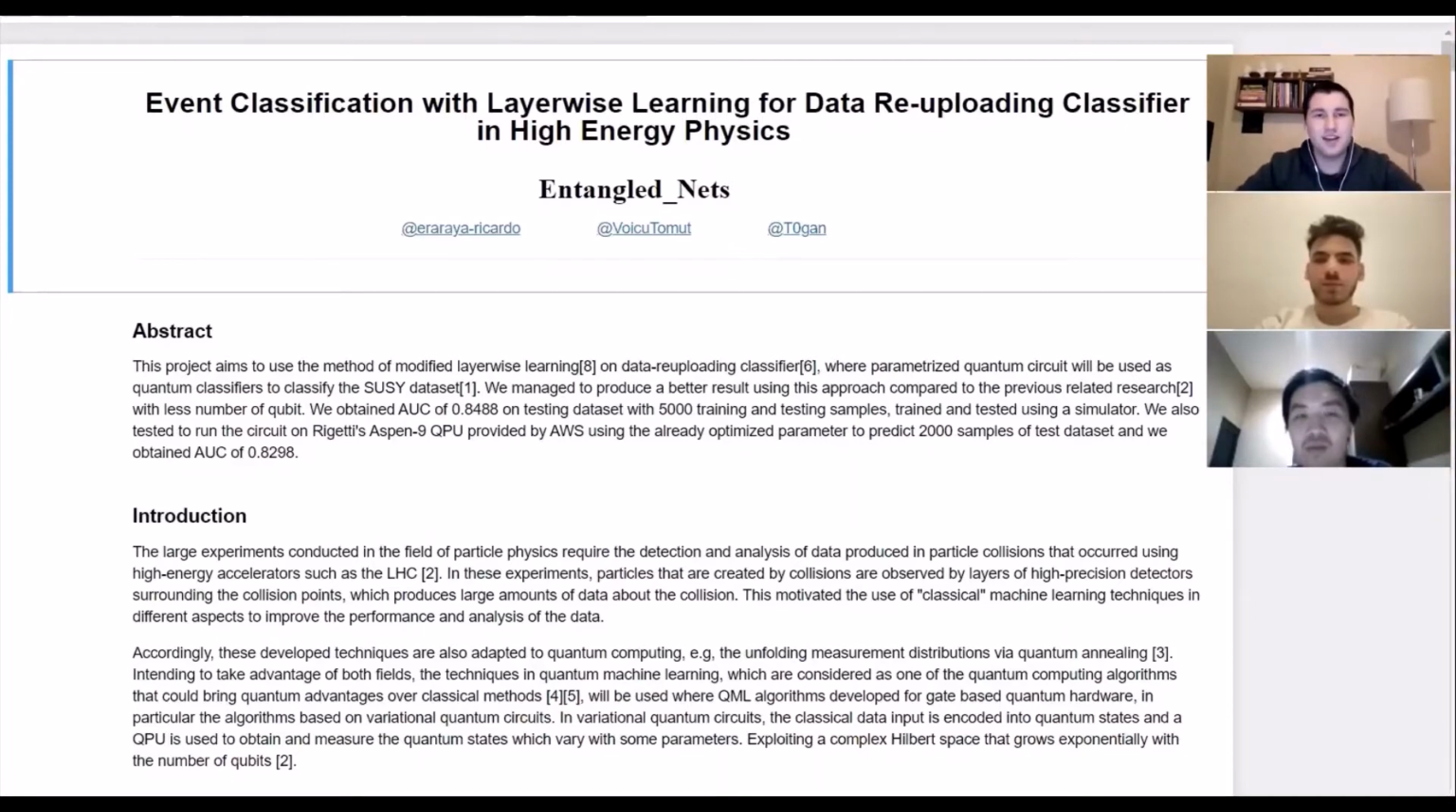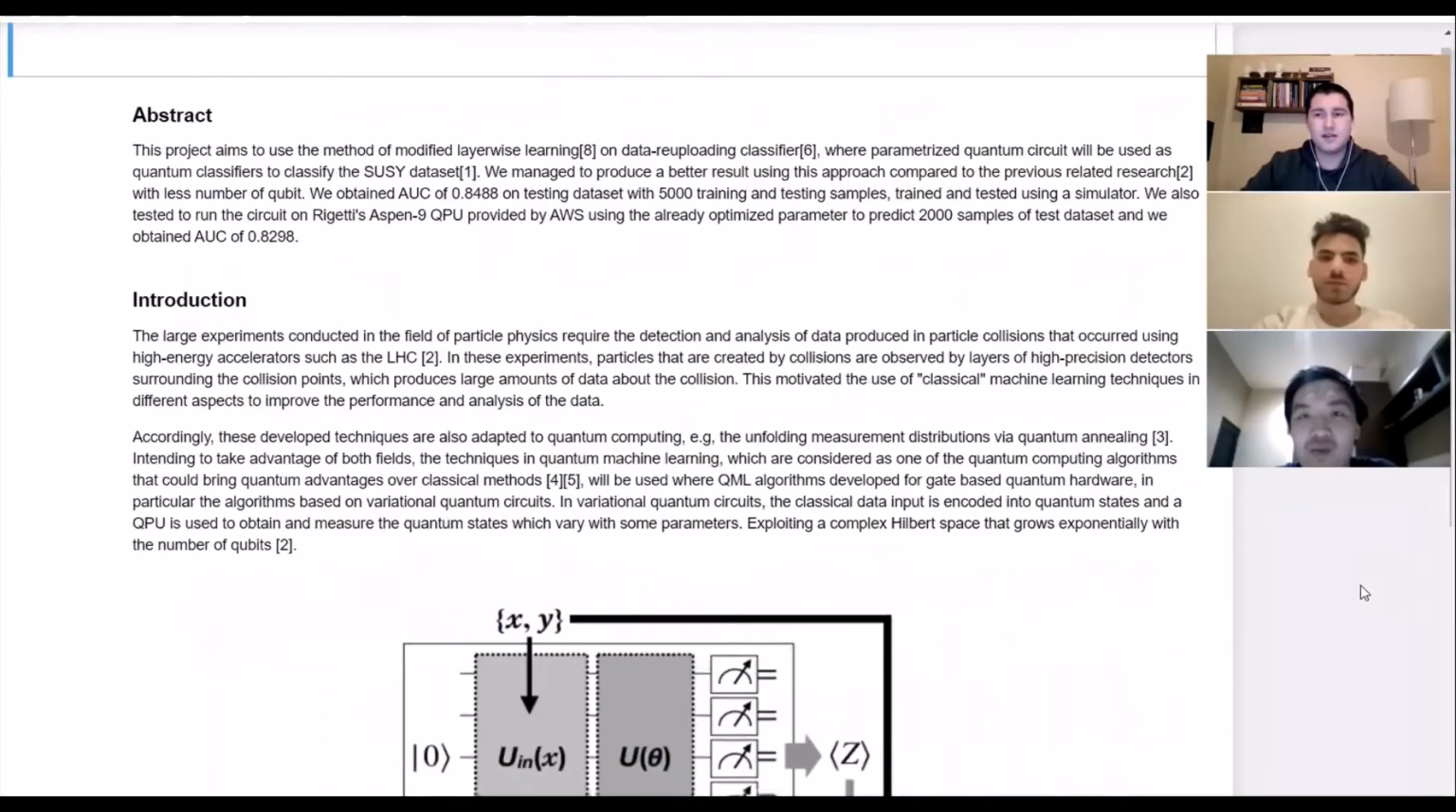Our project is titled Event Classification with Layerwise Learning for Data Reuploading Classifier in High Energy Physics. Initially, we had this idea. We wanted to solve a real-life problem. We checked a data set given at CERN.